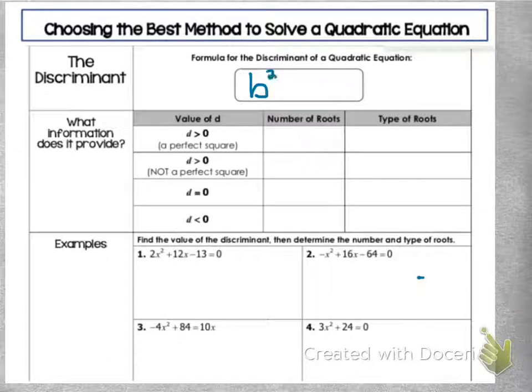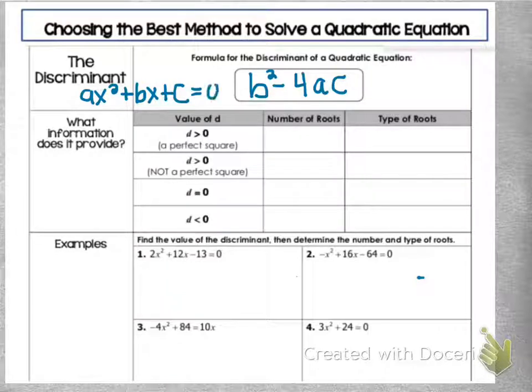b squared minus 4ac. And so when we are talking about a, b, and c, we mean standard form equations. So that's ax squared plus bx plus c. So in other words, when we have something that's in standard form, with 0 on the other side, the b squared minus 4ac is the b, which is the coefficient of the x, squared minus 4 times the a, which is the coefficient of the x squared, times the c.